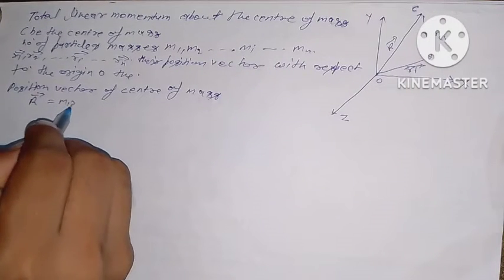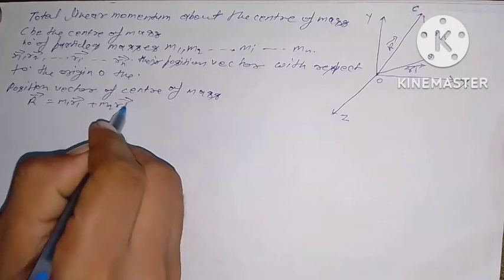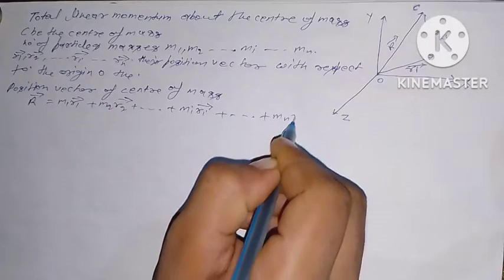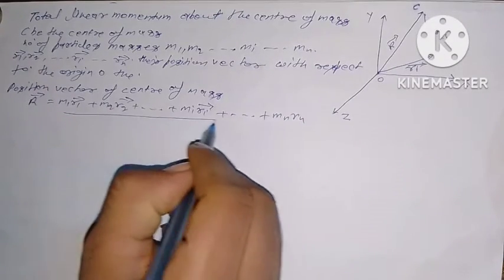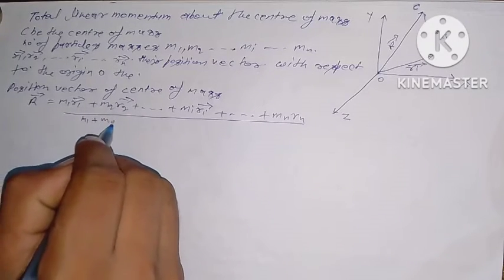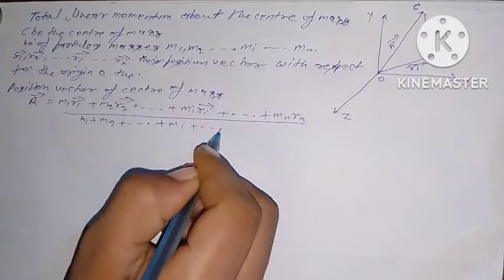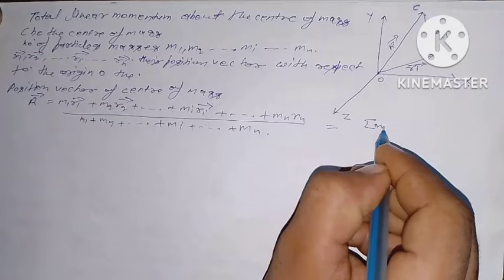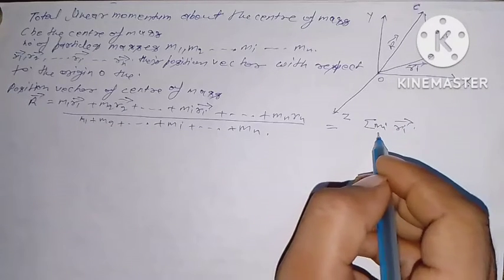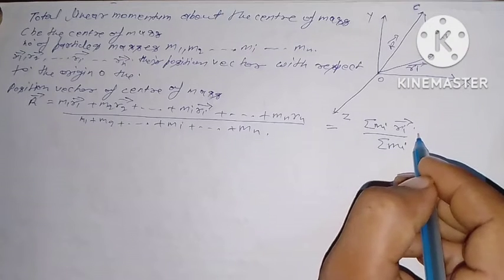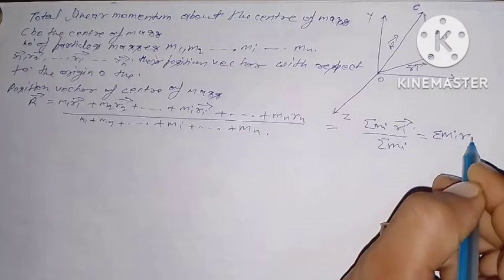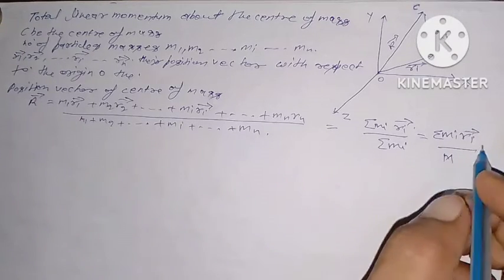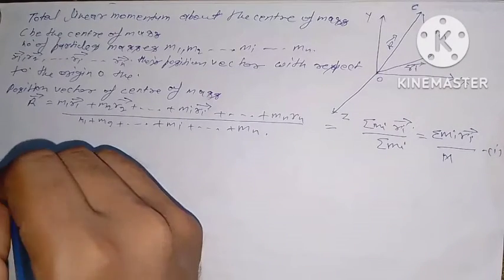Vector R equal to m1 r1 vector plus m2 r2 vector plus ... plus mi ri vector plus ... plus mn rn vector, upon m1 plus m2 plus ... plus mi plus ... plus mn. This can be written as sigma mi ri vector upon sigma mi, that means sigma mi ri vector whole upon capital M, the total sum of masses of the particles. This is equation number 1.